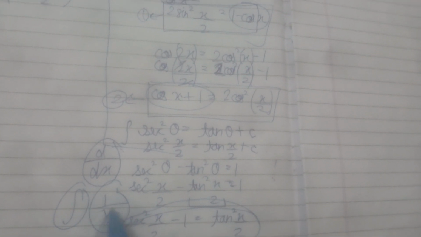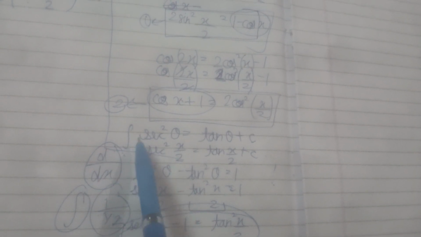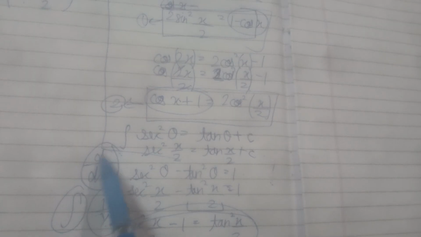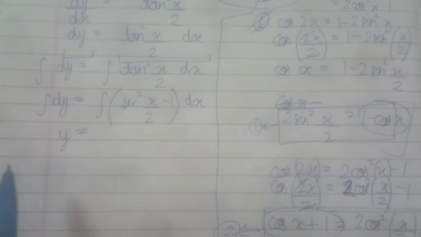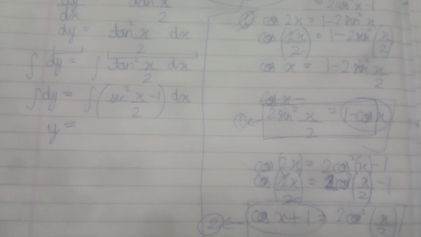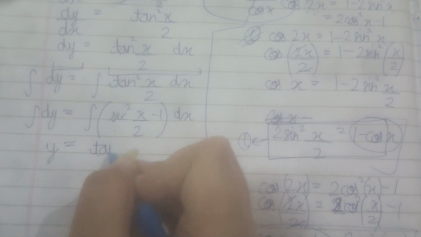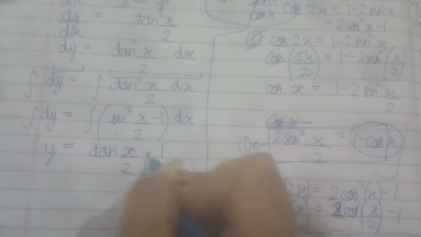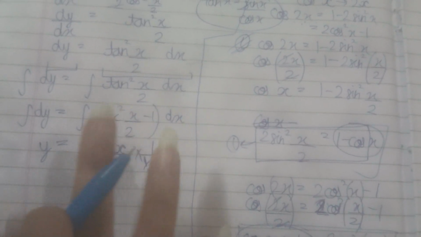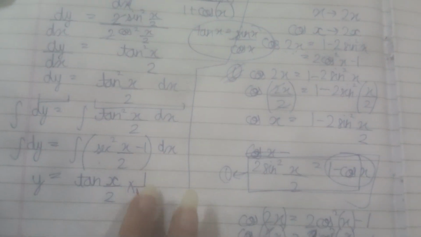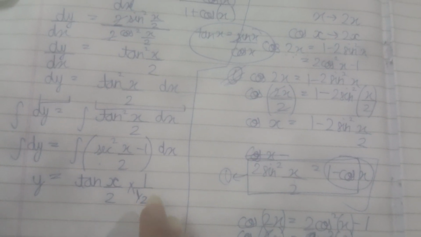So how will you do it? You will write it in this format, 1 upon 1 by 2. Why? Because if it was differentiation, you would have directly multiplied by 1 by 2. But since it's an integration, you will divide by 1 by 2, in the denominator. So sec square x by 2 is going to give you tan x by 2 multiplied with 1 upon 1 by 2. In differentiation 1 by 2 is directly multiplied, but in integration it is divided.